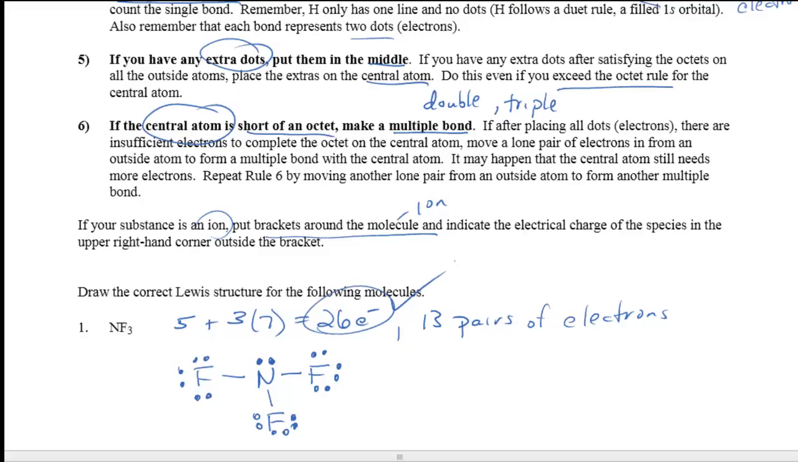Have we satisfied the octet rule on everything? Well, we know we did on all the fluorines, and look at the nitrogen. 3 bonds, 2, 4, 6 for those 3 bonds, plus 2 for that lone pair. That's 8 electrons. Okay, so we did what we wanted to do. We used all the valence electrons, and we satisfied the octet rules for all the atoms. That is the correct Lewis structure for this molecule. Not so bad, huh? Let's practice another one.